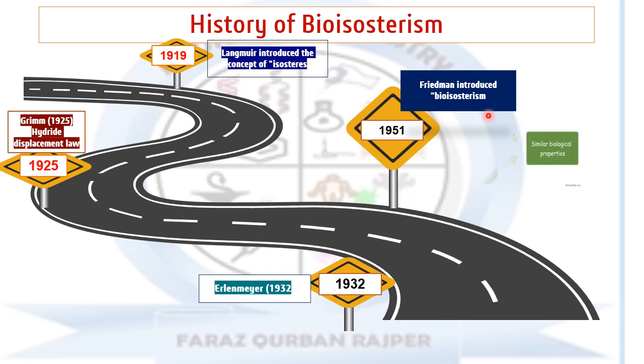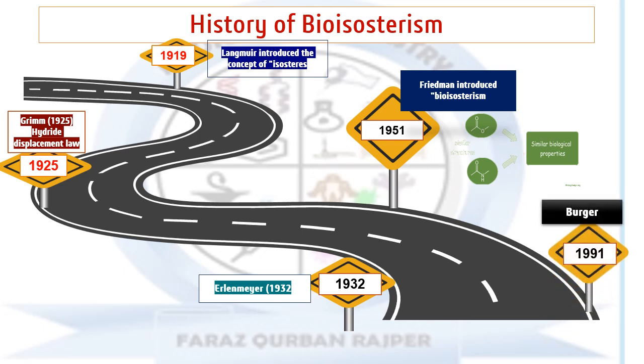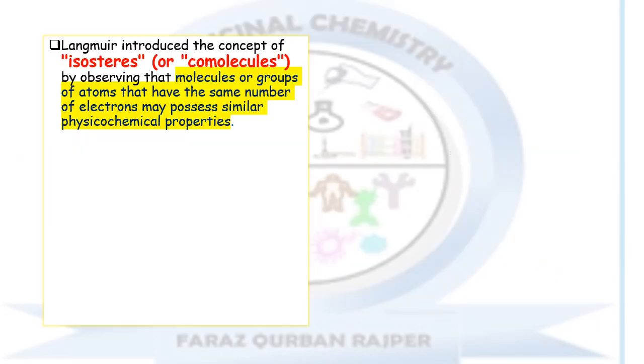He also gave the relationship between the chemical structure and the biological activity of the drug. As in this diagram, you may observe this is the amide functional group and this is the ester functional group. They have similar biological properties as well. And in 1991, Berger further supported and extended the bioisosterism concept by adding a few points on isosteres and the steric concept. So now let's check out the detailed theory behind the scientists' concepts.